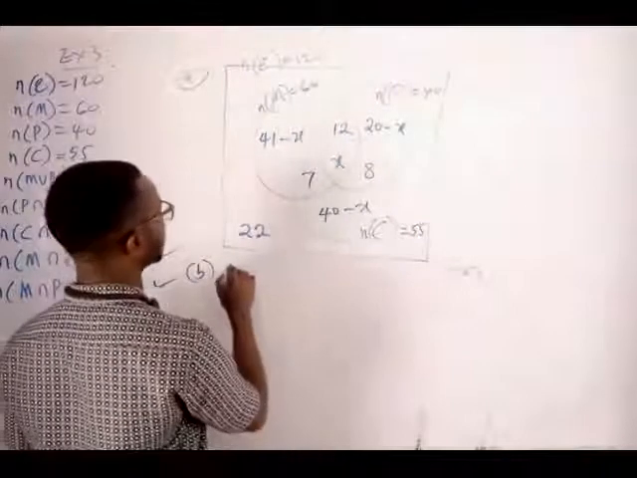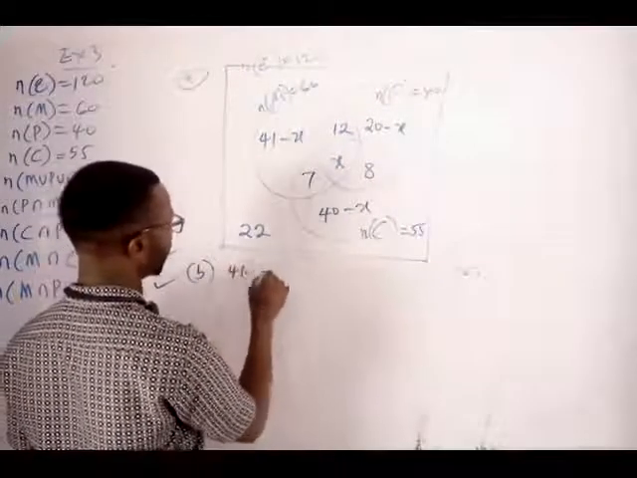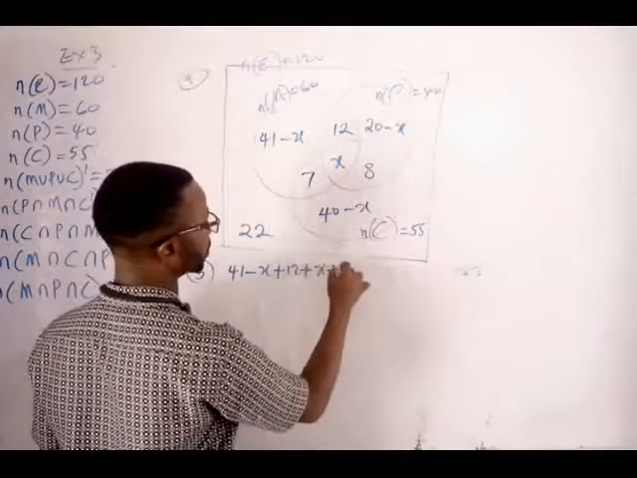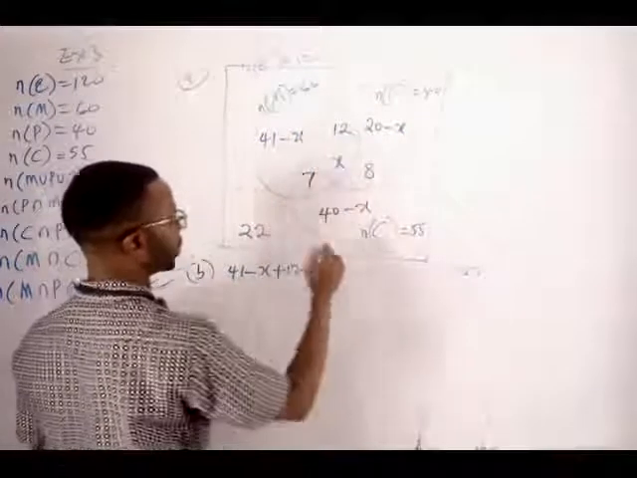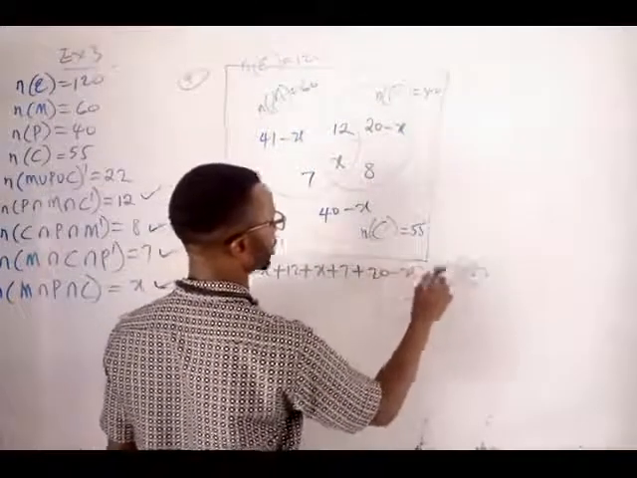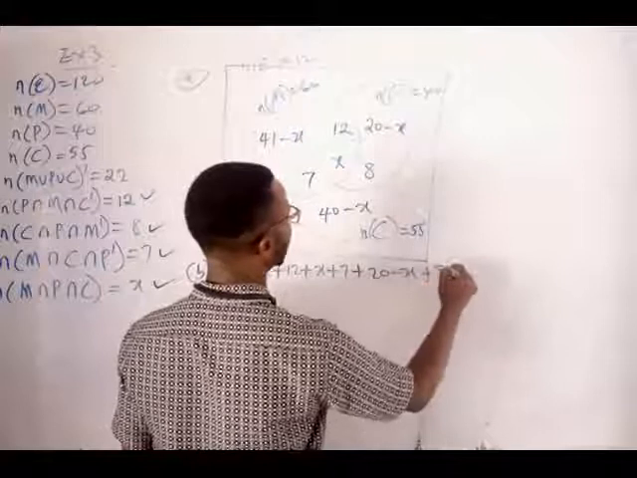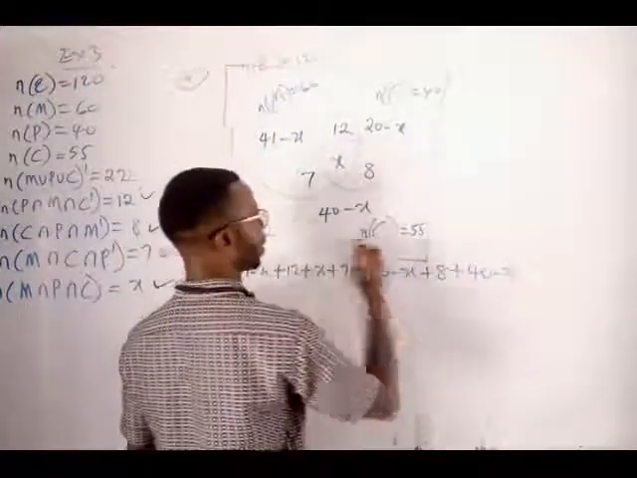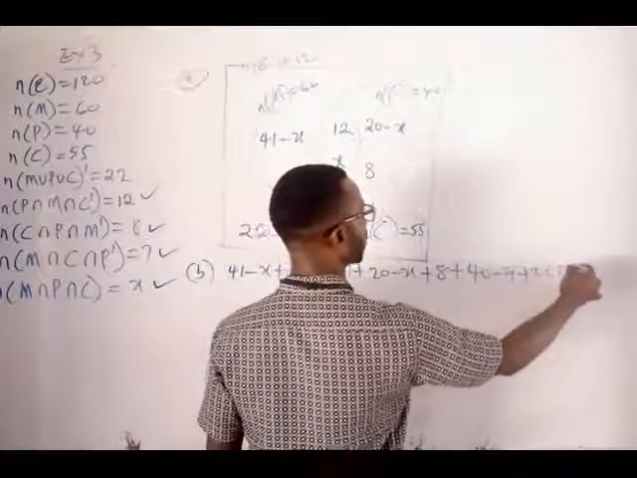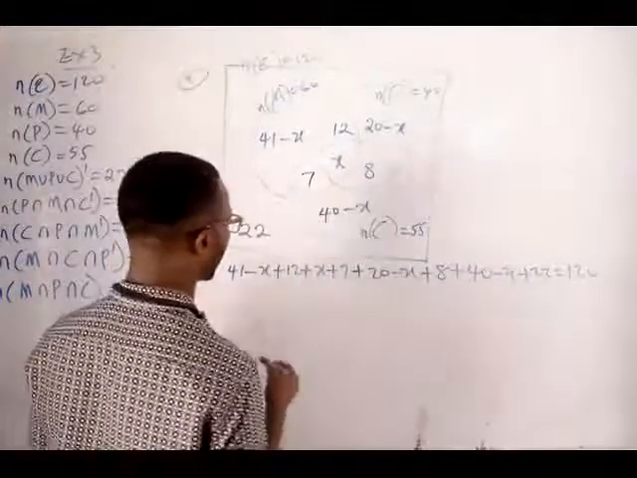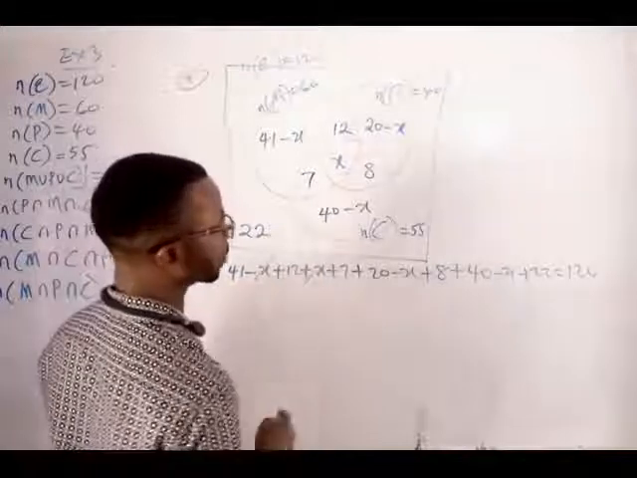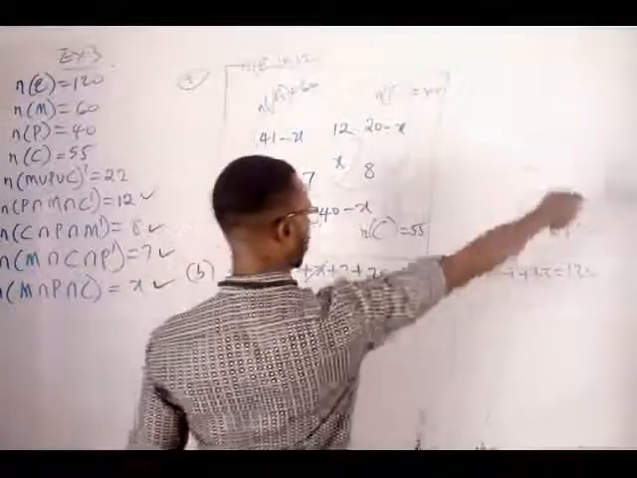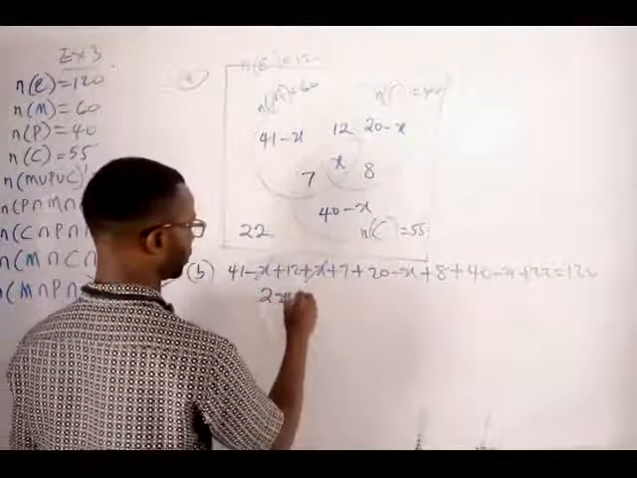We should have 41 minus x plus 12 plus x plus 7. That takes care of this. Then plus 20 minus x plus 8 plus 40 minus x. Then plus 22, which will give me 120. Some we cut out. This should cut this one out. Then I have minus 2x left. If I move this minus 2x to the other side, I will have 2x.